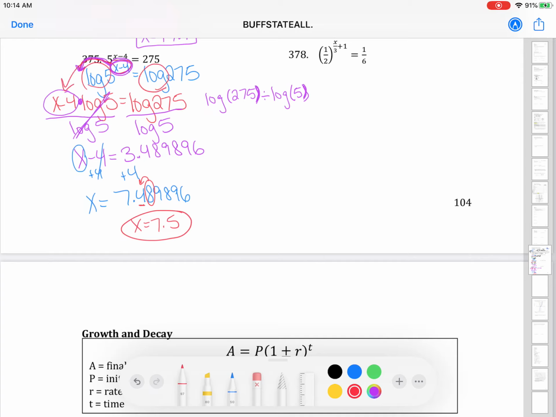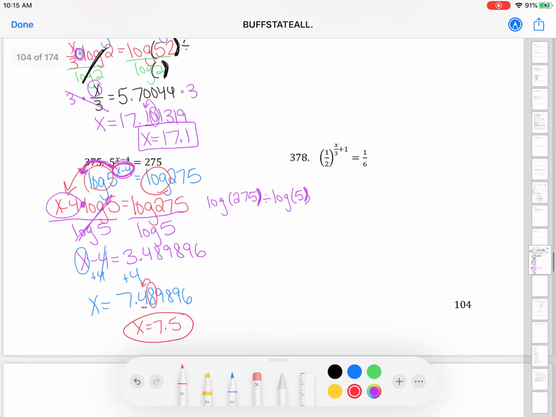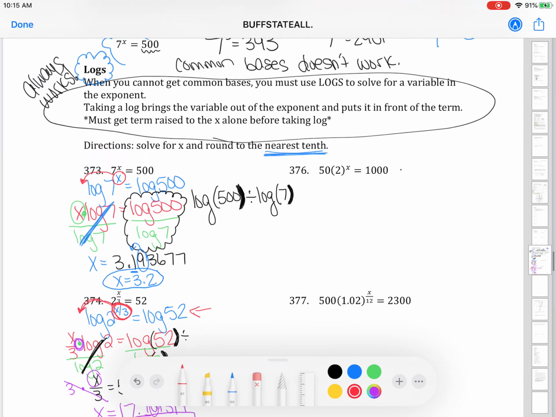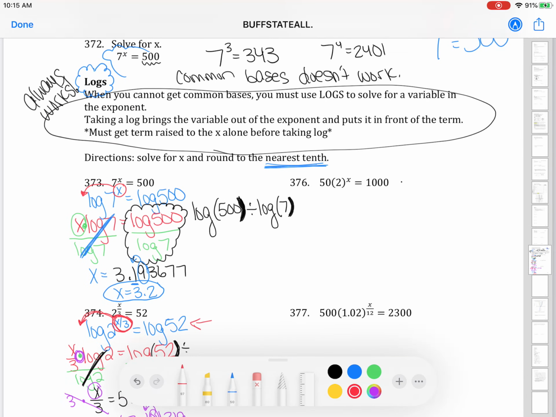So watch that log process every time. You write the word log on both sides. You bring that exponent down, you divide by the log, and then you just solve like you would solve anything else. Same process every time.